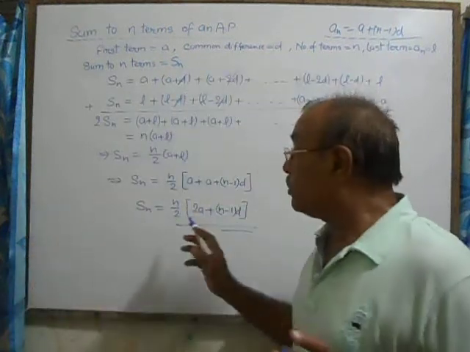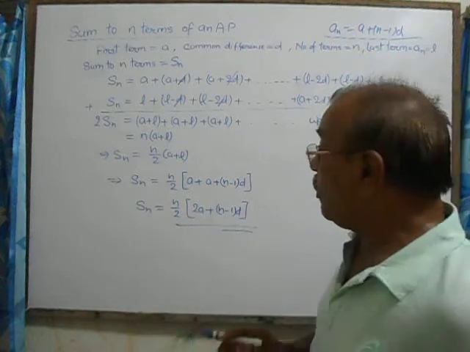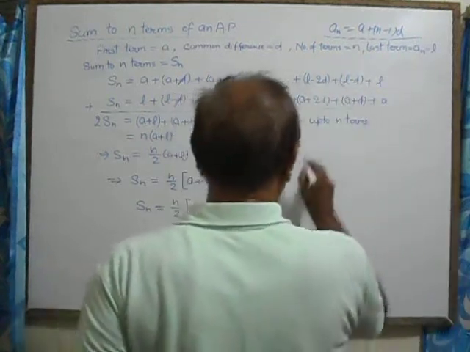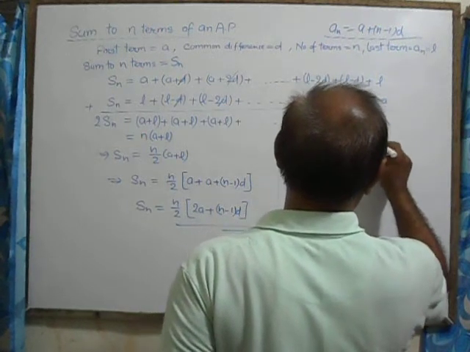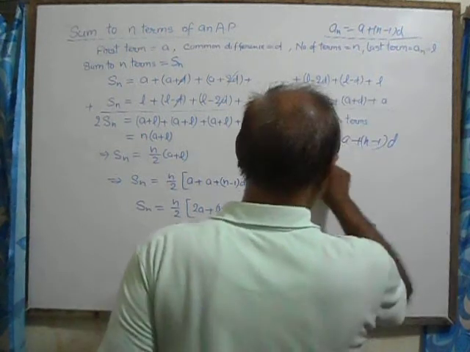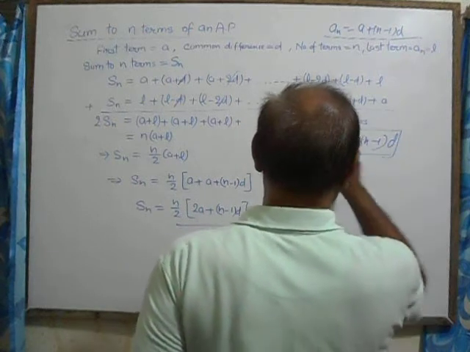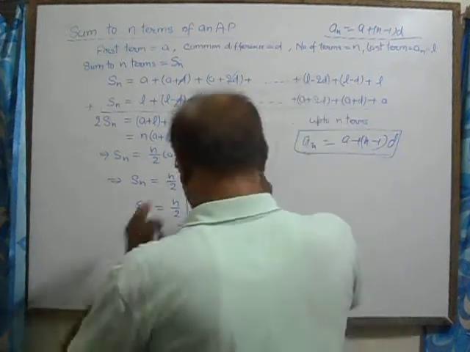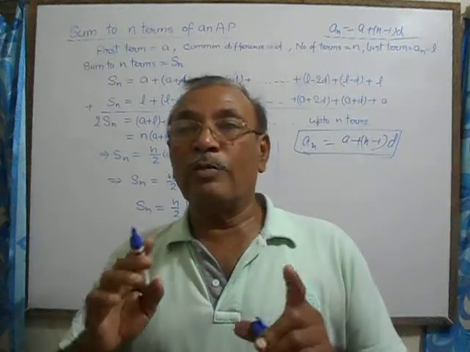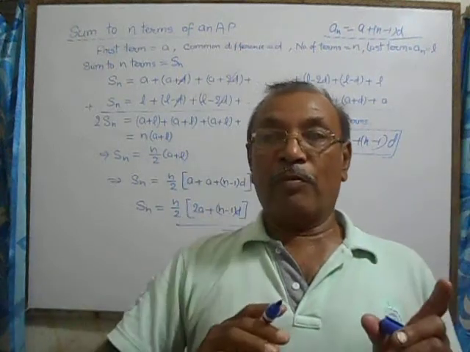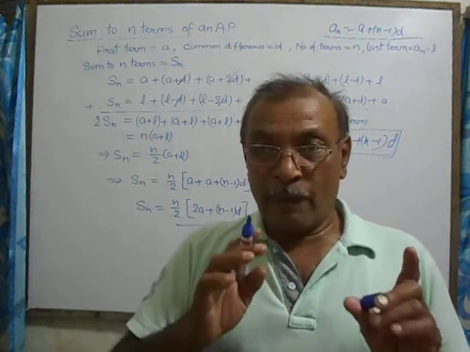We will use this formula and also the formula an equals a plus n minus 1 into d. These two formulas will be used everywhere to solve the problems of AP. Now we sum up.